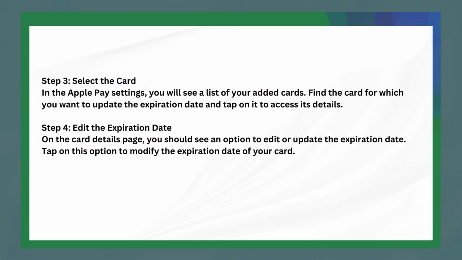The next step is to select the card. In the Apple Pay settings, you will see a list of your added cards. Find the card for which you want to update the expiration date and tap on it to access its details.